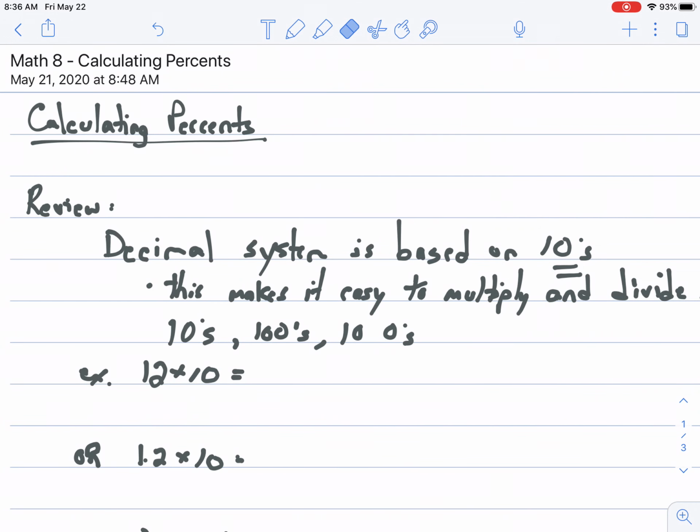Hey guys, I just wanted to take a second and go over calculating percents with a video, just to review the lesson that we did. For the most part, I just want to review really quickly that our decimal system is based on tens.